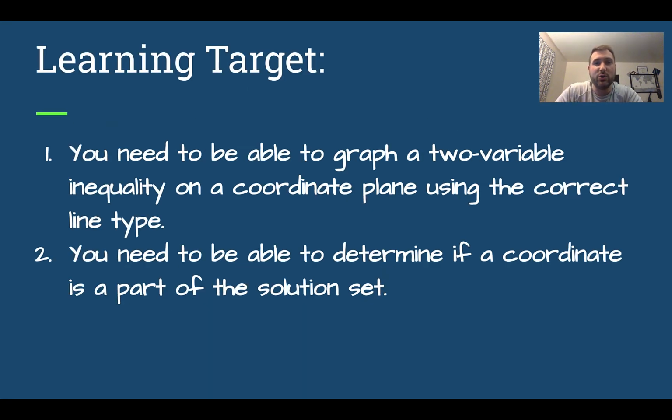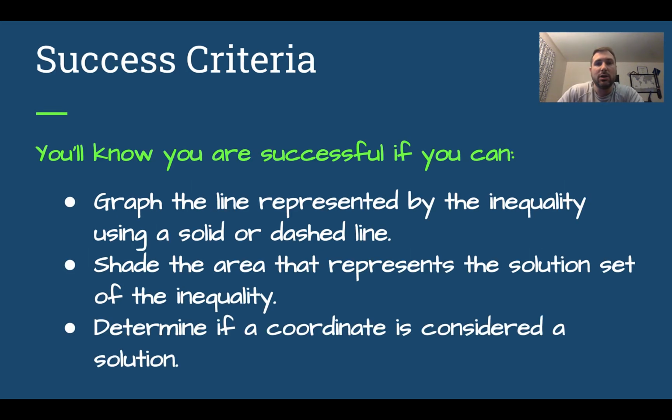After this lesson, you need to be able to graph a two-variable inequality on a coordinate plane using the correct line type, and you need to be able to determine if a coordinate is part of the solution set. You'll know you're successful if after this lesson you can graph the line represented by the inequality using a solid or dashed line, shade the area that represents the solution set of the inequality, and determine if a coordinate is considered a solution.